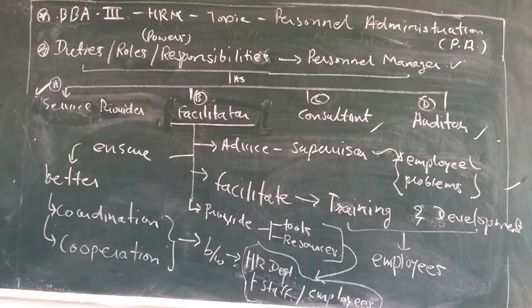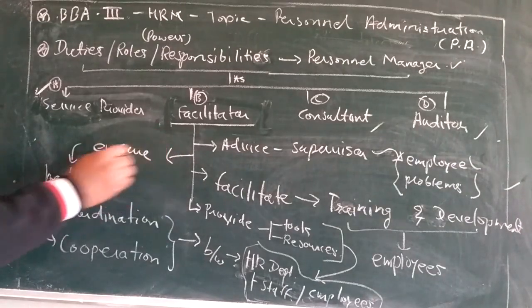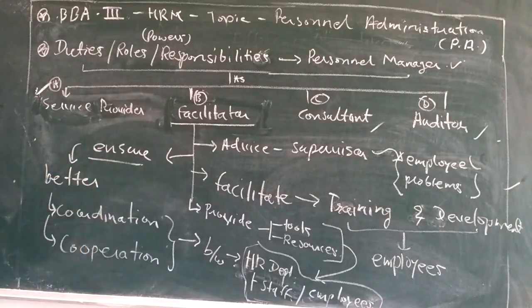Number two, to ensure better coordination and cooperation between HR department staff and employees. The HR department also has its own staff and people who are working in it. HR manager also has to ensure or confirm that the coordination and cooperation between those employees of HR department is very smooth, that they have a very harmonious relationship.